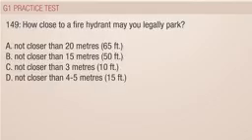Question 149. How close to a fire hydrant may you legally park? A. Not closer than 20 meters, 65 feet. B. Not closer than 15 meters, 50 feet. C. Not closer than 3 meters, 10 feet. D. Not closer than 5 meters, 15 feet.